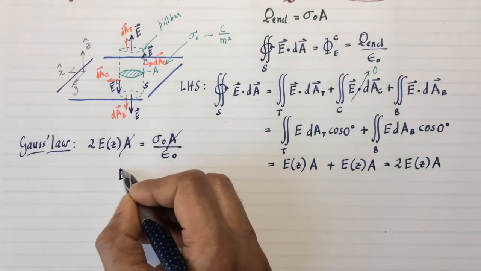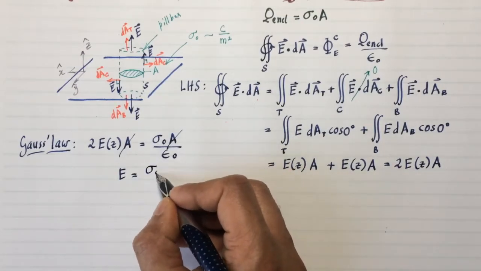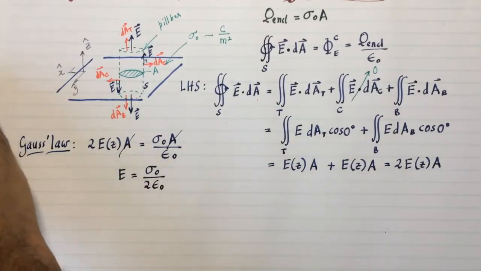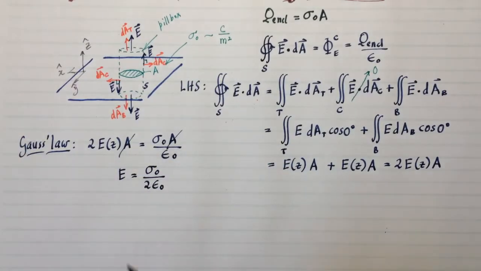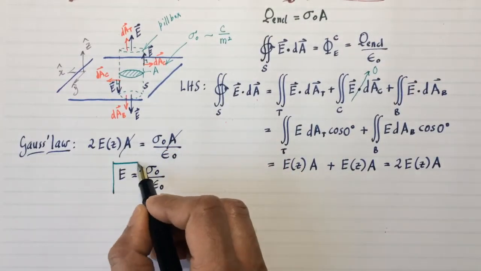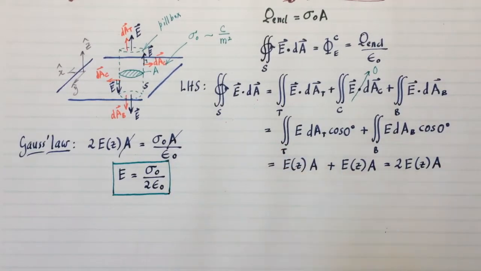So I get the electric field as a function of z is not even a function of z, it's a constant, and that constant value is sigma naught over 2 epsilon naught. A very, very famous result is this: the electric field of an infinite sheet is a constant. It does not change no matter how far you go away from the sheet.